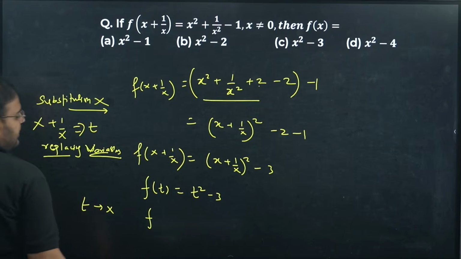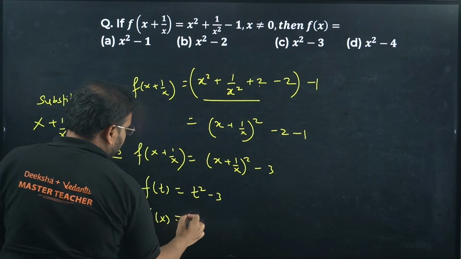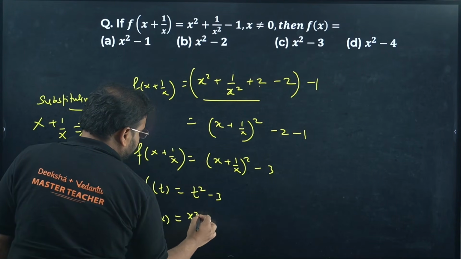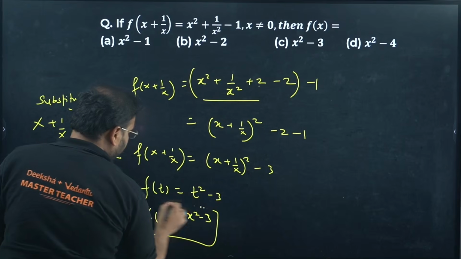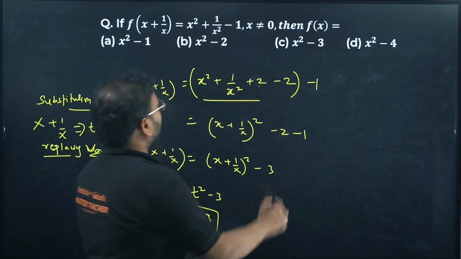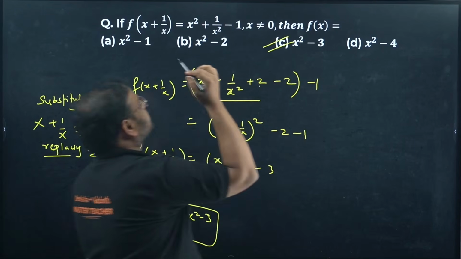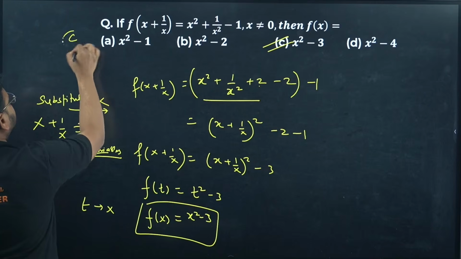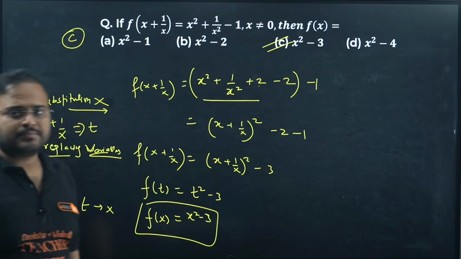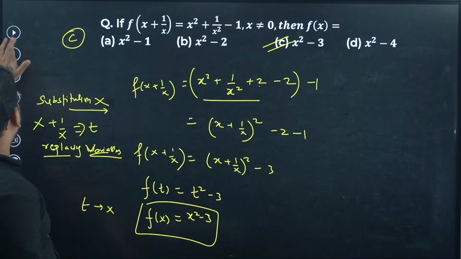Okay? T to x, I get the answer as f of x equals x square minus 3. Answer is option C. Okay? Simple. Have a look. Okay, moving on.